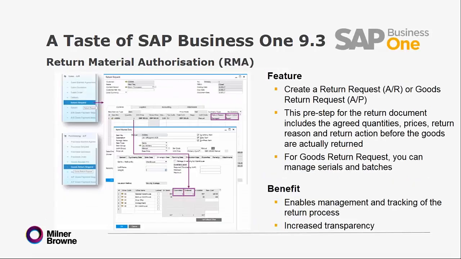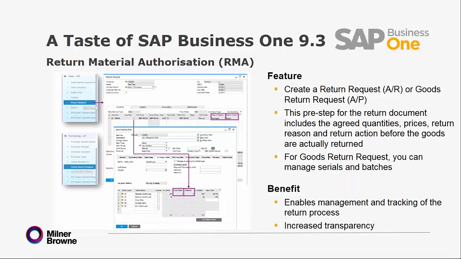Okay, so now let's look at a more major new feature in 9.3. So this new feature has been on the radar for a long time. And I think it nicely completes the after-sale service process when in the past we've had to find more of a workaround to handle it. So what this does is it provides a step that comes before the return or the goods return on the supplier side, where you can agree in advance with the customer or the supplier what is going to be returned.